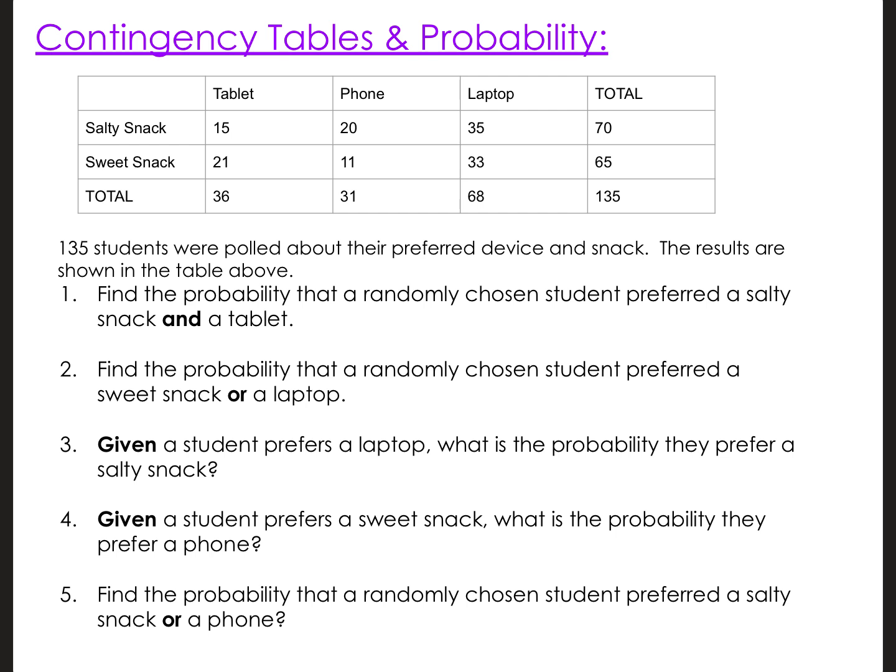Find the probability that a randomly chosen student, that means it's out of 135, because they didn't say "given." They didn't indicate any kind of a given. There's no condition on it.